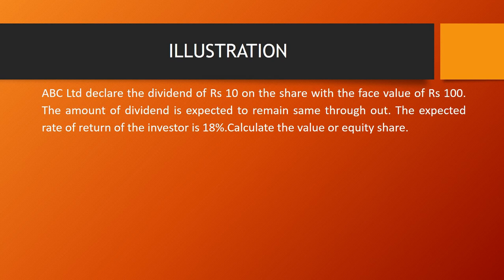ABC Limited declares a dividend of rupees 10 on a share with a face value of rupees 100. The amount of dividend is expected to remain the same throughout. That means it is a constant dividend and the shareholders are going to receive rupees 10 as a dividend every year. The expected rate of return on investment is 18%. That means cost of equity is given to be 18%. You have to calculate the present value of the equity share.